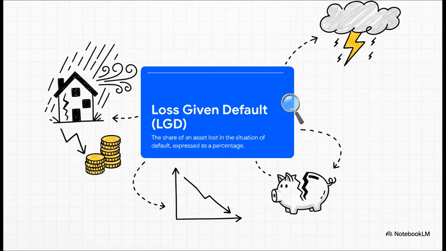Think of it like this. In the context of a natural catastrophe, if a massive storm wipes out a property and pushes that borrower to default, what exact percentage of that collateral's value are we actually going to lose?